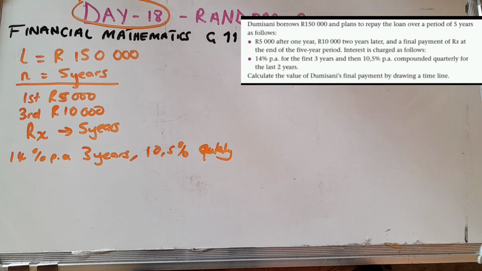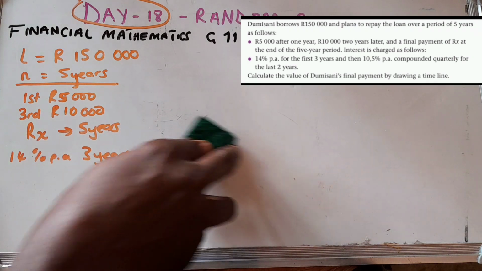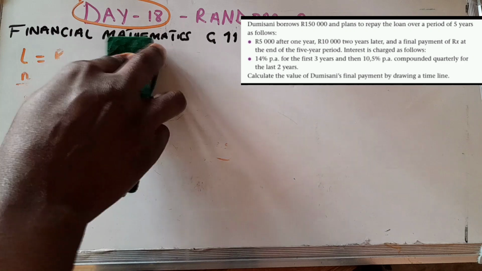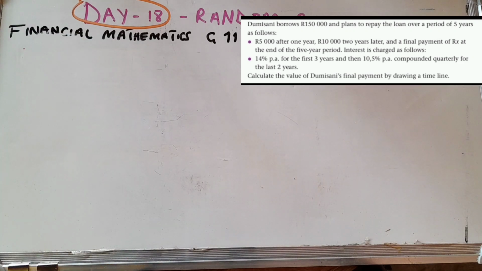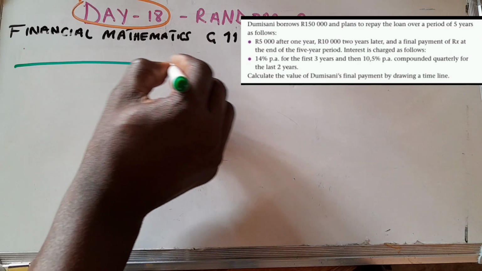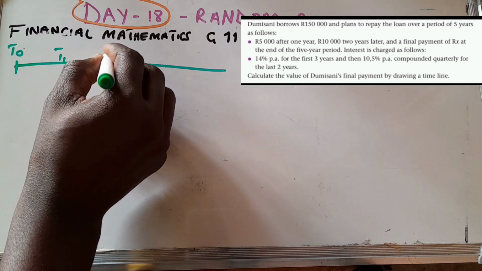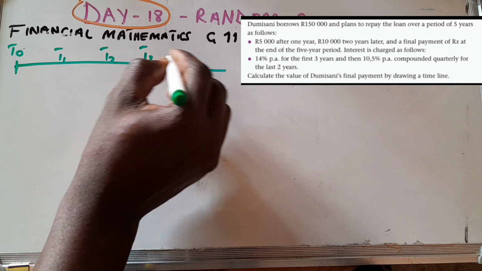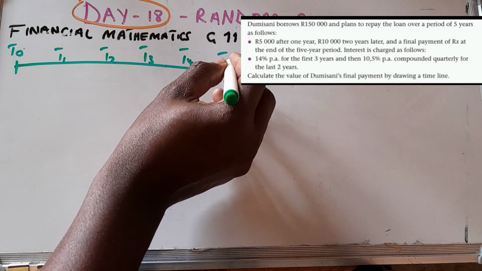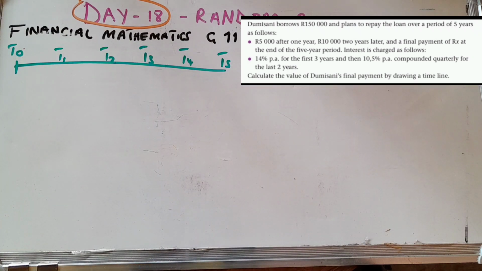So I'm going to help you draw a timeline using the information provided, right? I'm going to rub here because you already have the details there. So let me just show you how to draw the timeline. Before going any further, I want to explain something to you. Our timeline is running from T0, T1, T2, T3, T4, T5. So what I want to explain is this.